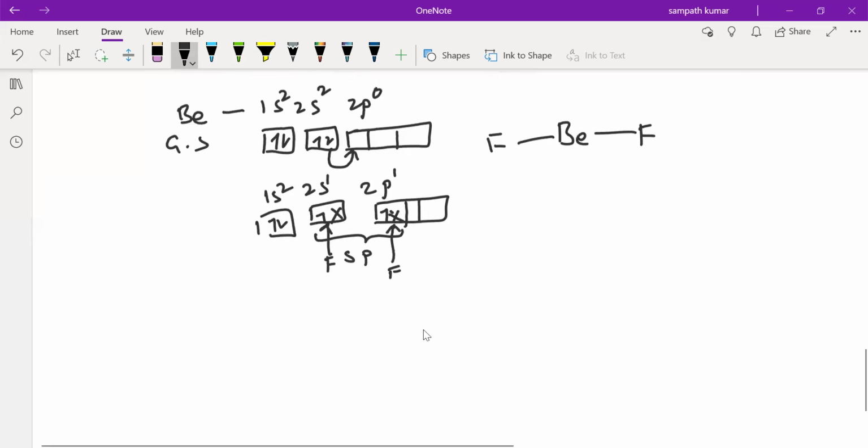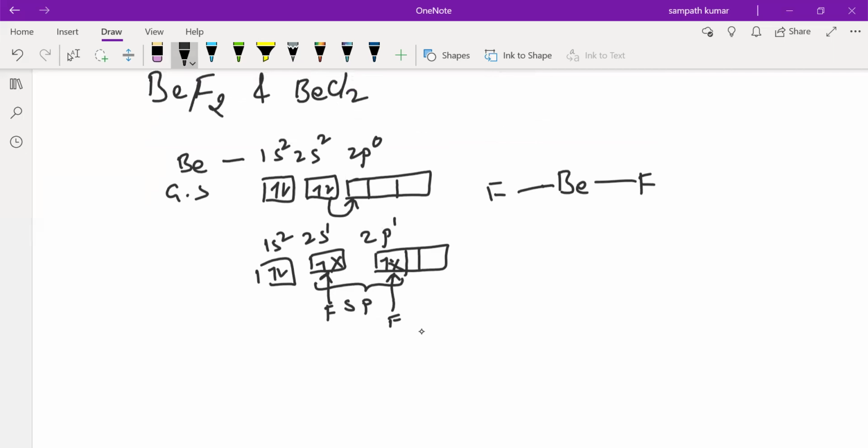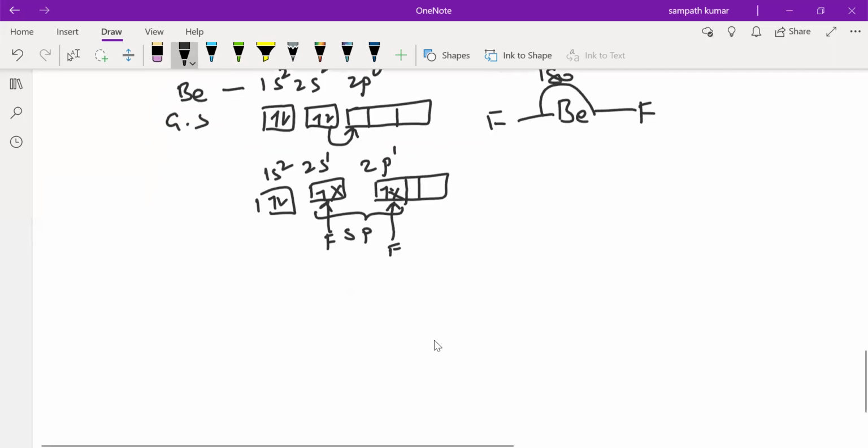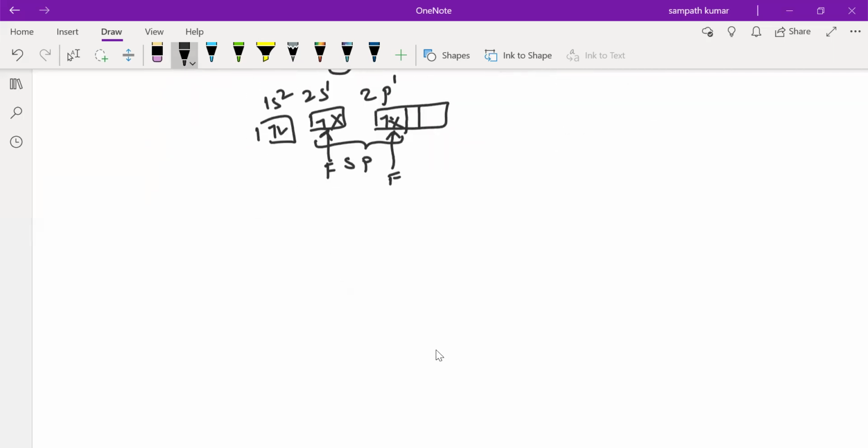What is the bond angle, Anna? 180 degrees. Bond angle is 180 degrees.